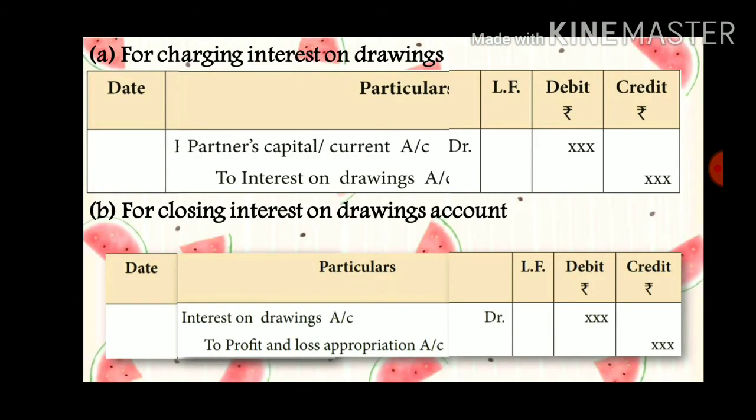Next, what are the journal entries for interest on drawings? For charging interest on drawings: partner's capital account or current account debit to interest on drawings account. Then for closing the interest on drawings account, the closing entry is: interest on drawings account debit to profit and loss appropriation account. Interest on drawings will be shown on the credit side of the profit and loss appropriation account. These are the journal entries for charging interest on drawings and the closing entry.